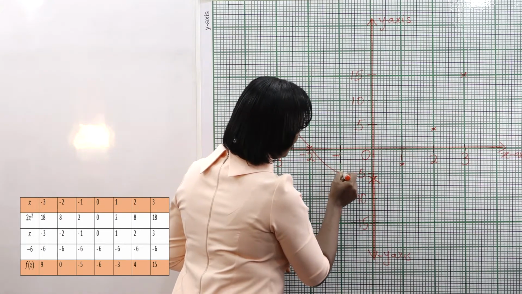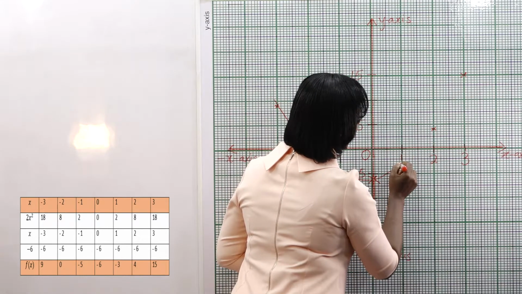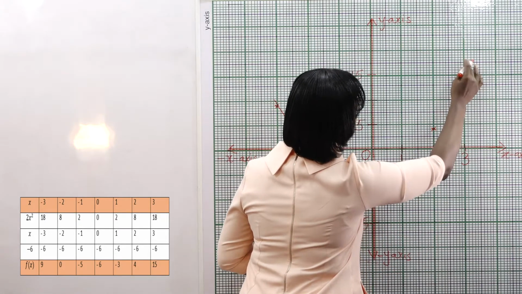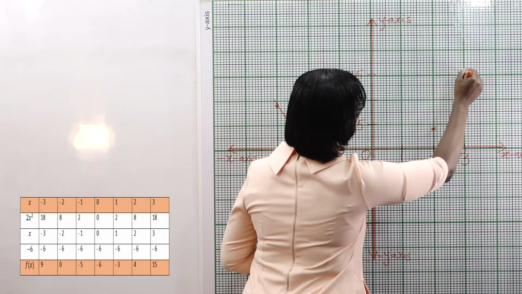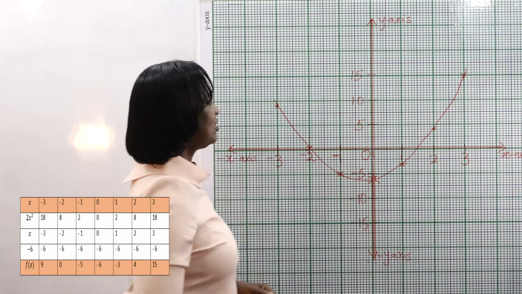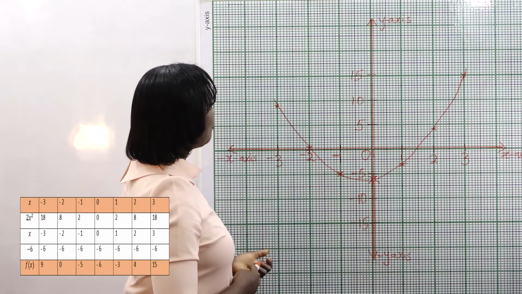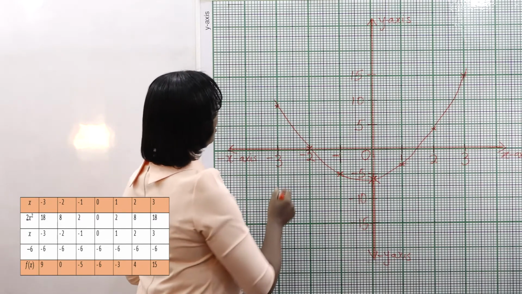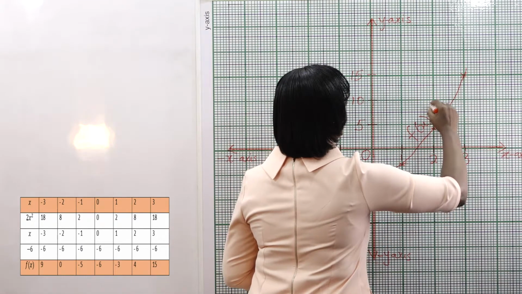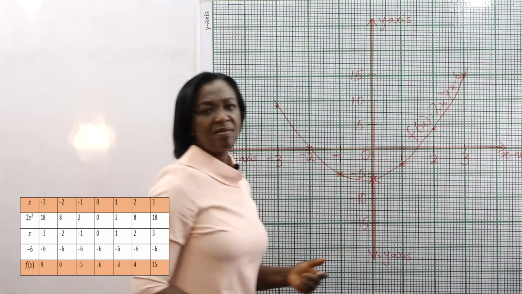And once you have plotted your points, join the center of the points to draw your curve. Yes, you have something like that. So this is the graph of the function f of x is equal to 2x squared plus x minus 6.